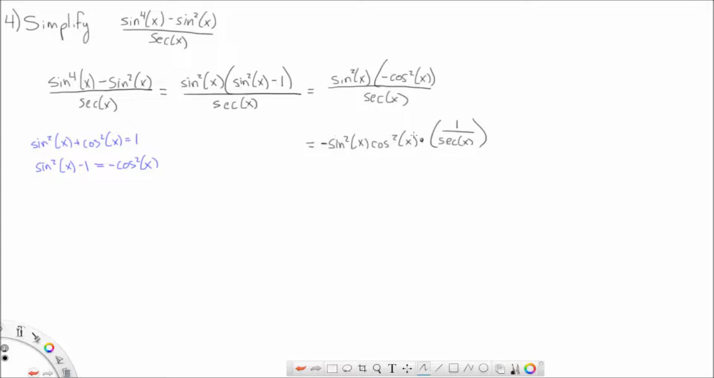Alright, so now I have this numerator times 1 over this, so these two pieces are exactly equal because this whole piece would go in the numerator and this piece would go in the denominator. And now we have our reciprocal identity to say 1 over secant is the same thing as cosine. So now we have the sine squared and this cosine squared in the front, still with this minus, and now we're going to rewrite 1 over secant as cosine of x. And the last thing we can do is combine these two cosines, so we get negative sine squared of x times cosine cubed of x.